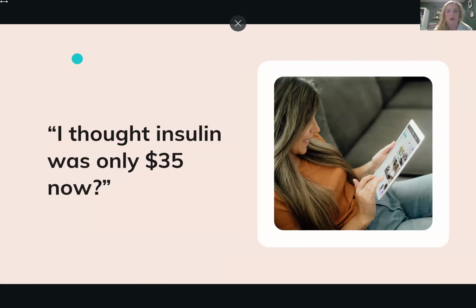I put this in here because people will say, well, I thought insulin was only $35 now. I thought the president fixed it. Don't worry, I'm not going to go political. We made a big advancement in getting people over the age of 65 with diabetes to have a $35 a month insulin cap, but those are people who are on Medicare. So yes, it's a great step, and I'm thrilled for our seniors. We still have millions of people who are under the age of 65 who are desperately in need of insulin.